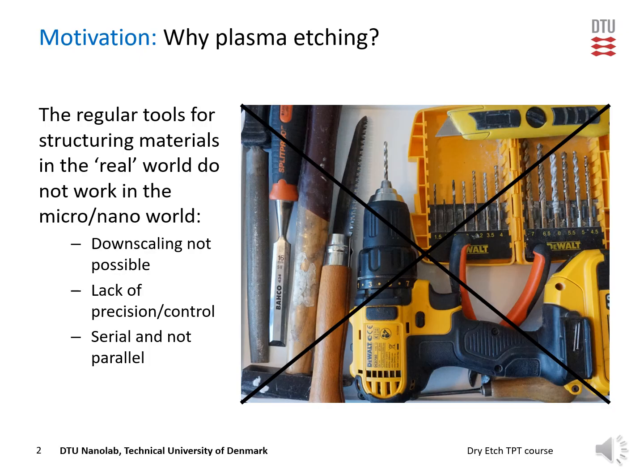Now, why do we even use dry etching? Why do we need all this sophisticated machinery? Why not just use ordinary tools from the everyday world, things like drills, saws, chisels, or even laser micromachining systems to make micro and nano structures? The simple answer is that these tools fail for several fundamental reasons.